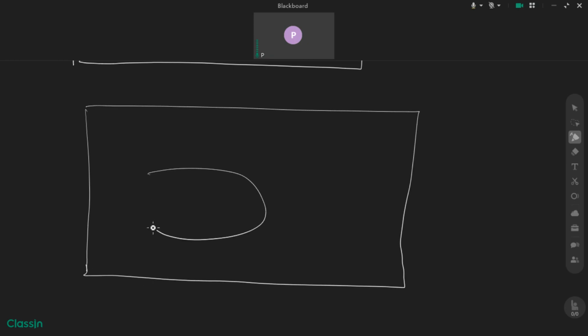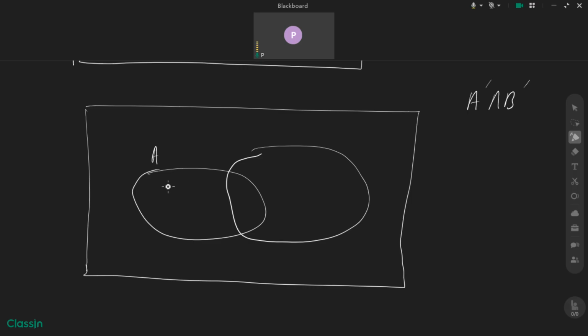Let us say it is A, it is B. We have to find A complement first because we need to find, on the right side, A complement intersection B complement. So A complement will be this region. Let us mark it with this. First, A complement will be all the region outside A, and this will also be A complement because it's outside A.